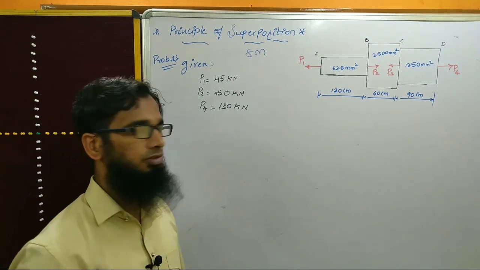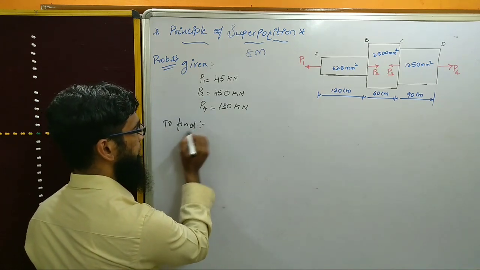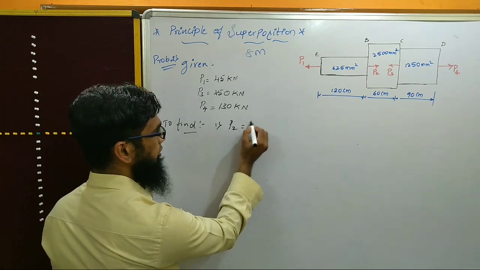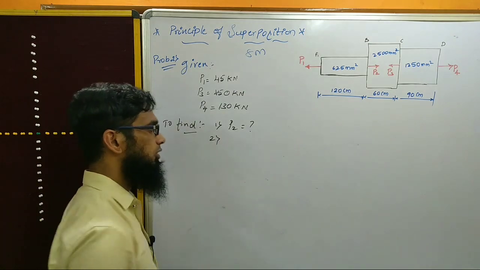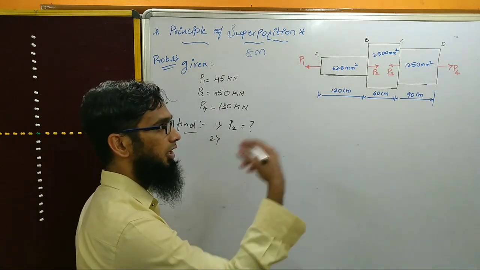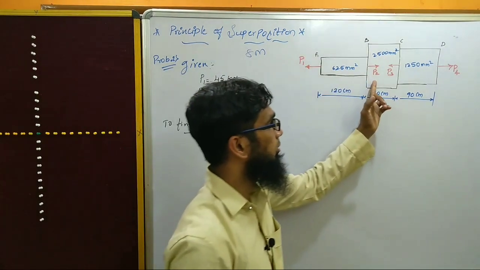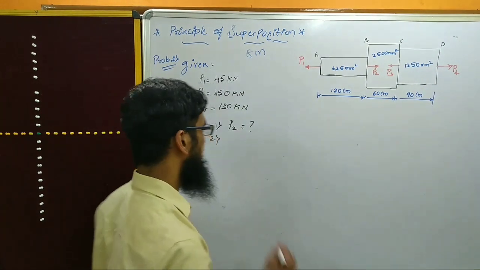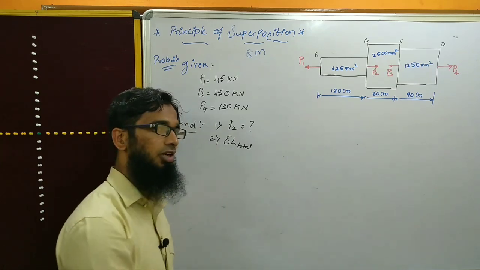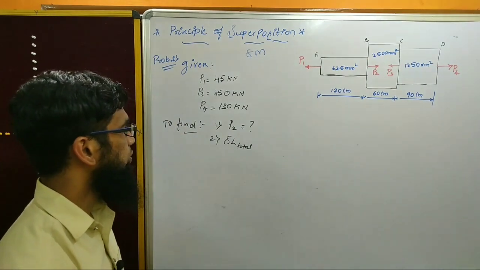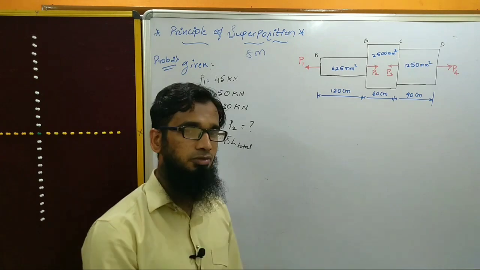Now what we have to find out are two things. The first thing is the P2 value, because it has not been given in the problem. The second thing is the total change in length of the entire member when it is subjected to P1, P2, P3 and P4. So we need to find out the total change in length. These two things we have to find out. Let it be. So how do we find the first part? The first part is that we have to apply the equilibrium condition.